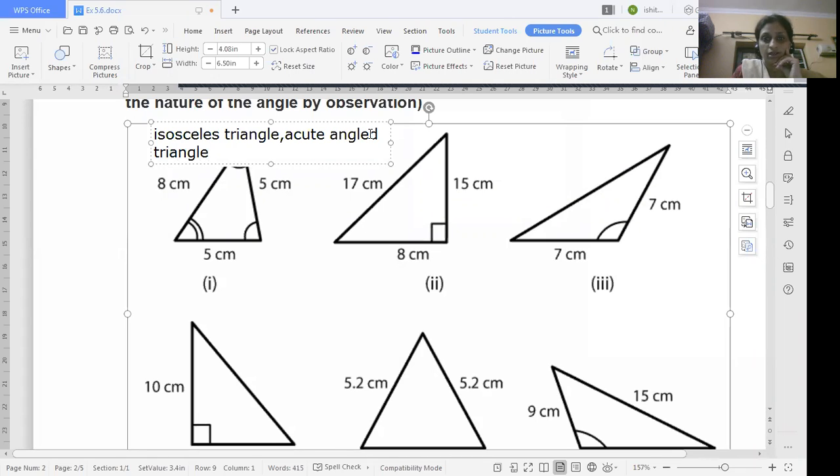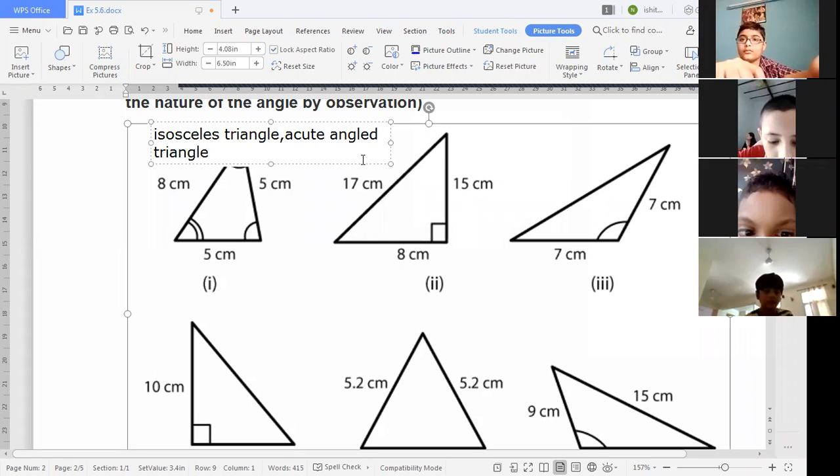Got it? Yes, ma'am. Because all the angles are less than 90 degrees, so it is an acute angle triangle. And two sides are similar, so it is an isosceles triangle. Okay? Next, Shubhatre, B part.